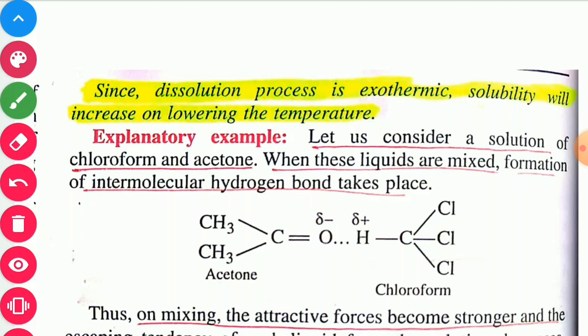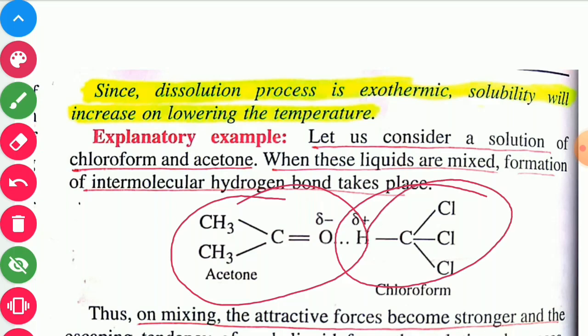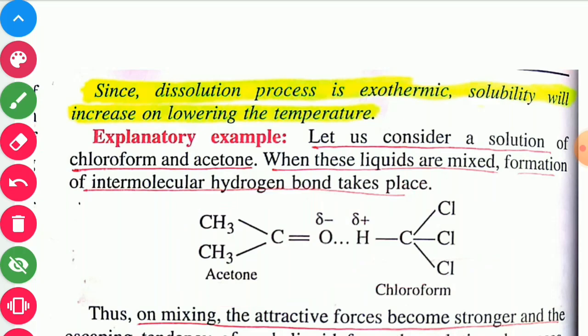For example, a solution of chloroform and acetone. When these liquids are mixed, formation of intermolecular hydrogen bond takes place. So here, this is the molecule of acetone, CH3COCH3, and this is the molecule of chloroform, that is CHCl3. When chloroform is added to acetone, then the intermolecular hydrogen bonding takes place. So this is the intermolecular hydrogen bonding. Due to this, the interaction between components present in the solution is found to be increased.